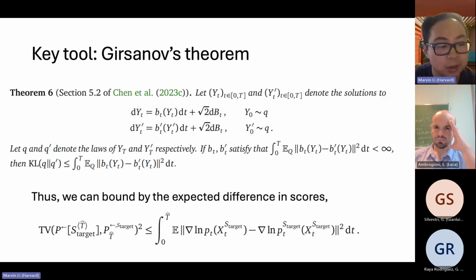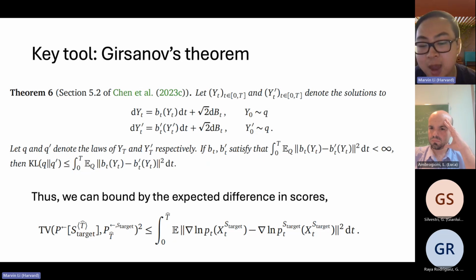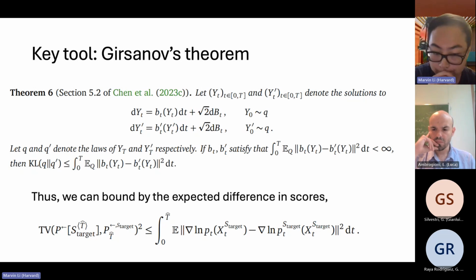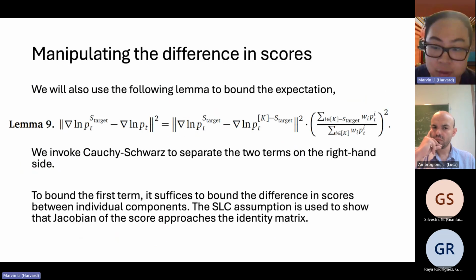Using Pinsker's inequality, we can bound the TV between these two situations by the following. Just to be clear, we take samples from S target, we noise, and then we denoise them, and we're comparing the case where we use the score with respect to P t versus the score if we used P t S target. So to bound this term, we use the following inequality.